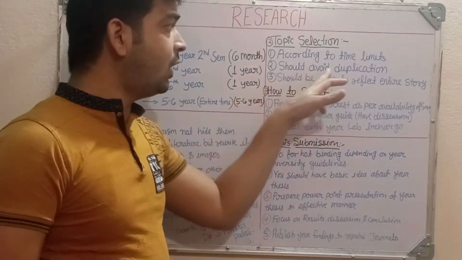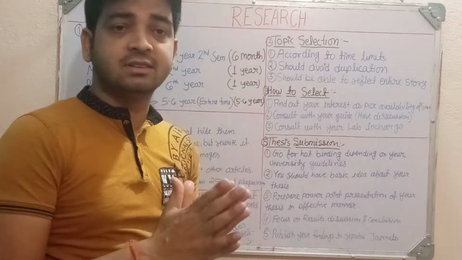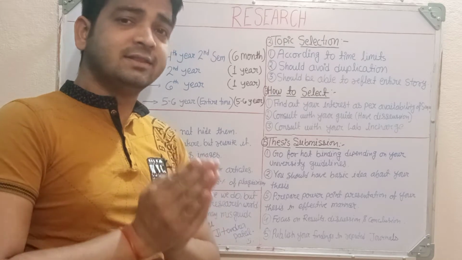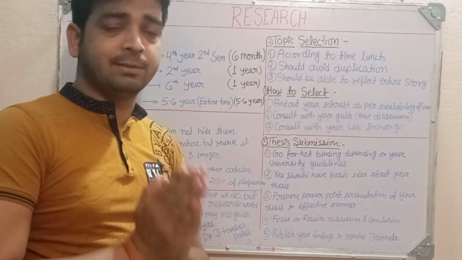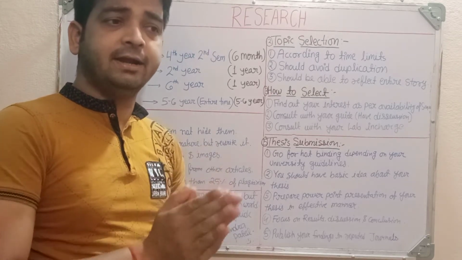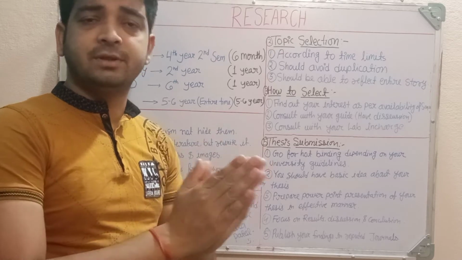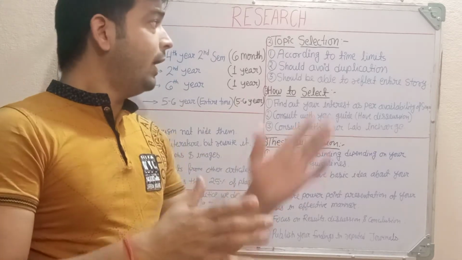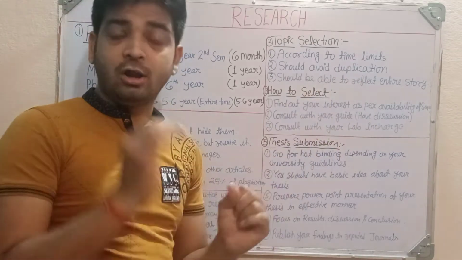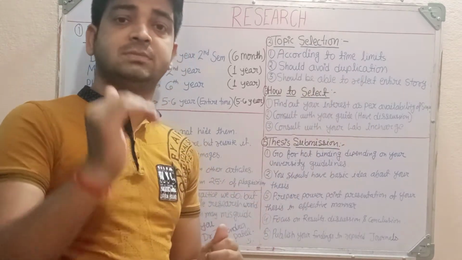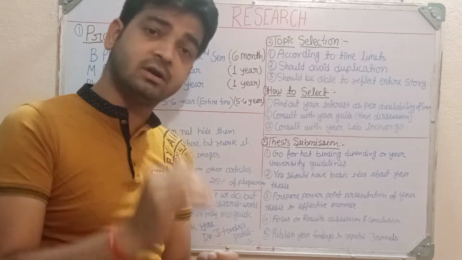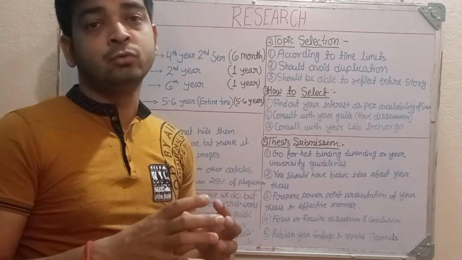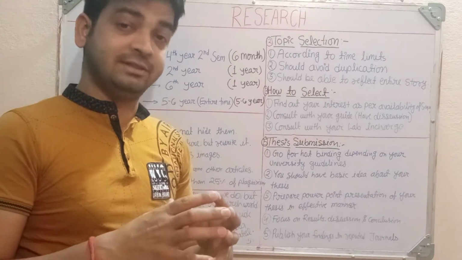Then it should avoid duplication whenever we are selecting the topic. Generally, what the students do is simply browse Google for whatever topic they are interested in, copy any topic from any journal and submit it, saying this is going to be my topic. So it is a duplicate. Some author or scholar has already worked on it and published it, and you are trying to do the same topic once again, which is not ethical, right?